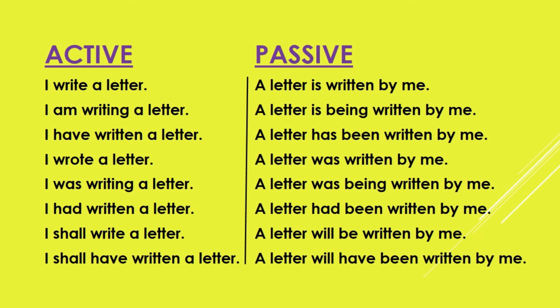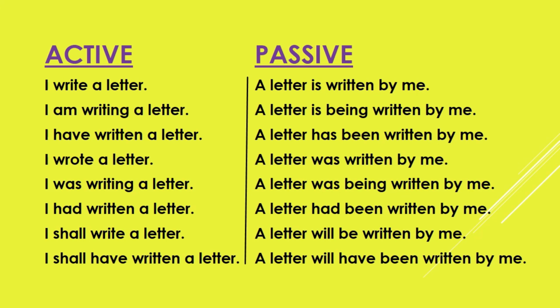Now in the simple past tense, it is I wrote a letter, which has become a letter was written by me. So in case of simple past tense, as we have already discussed, every time it will either be was or were followed by the third form of the verb. In case of past continuous tense, look at the sentence, students. I was writing a letter, which has become a letter was being written by me. Then in past perfect tense, I had written a letter, which has become a letter had been written by me.